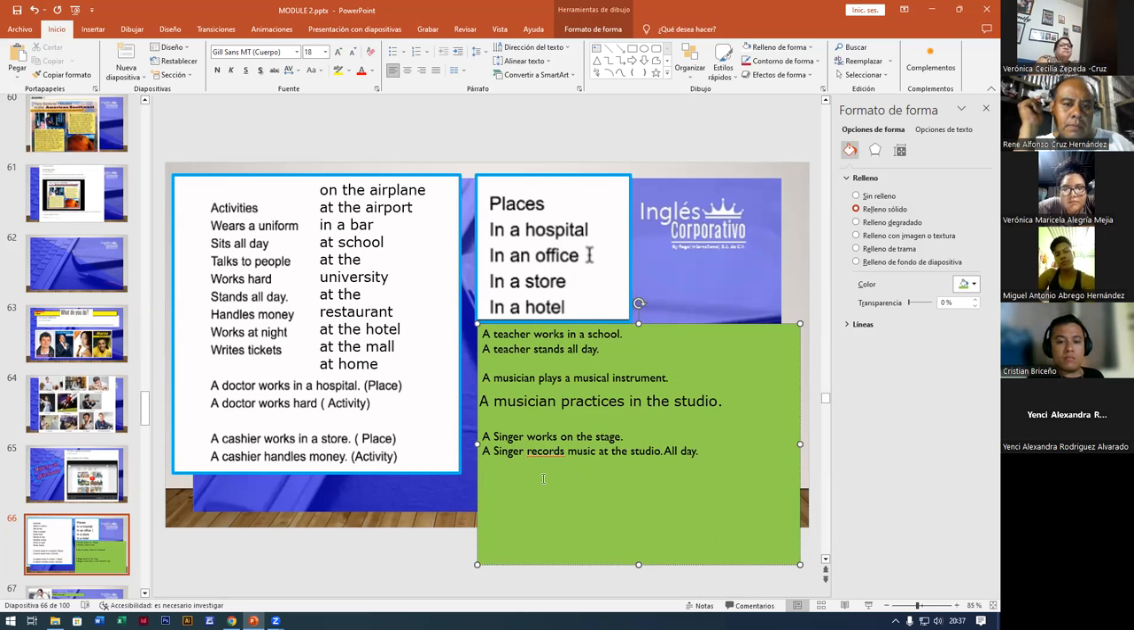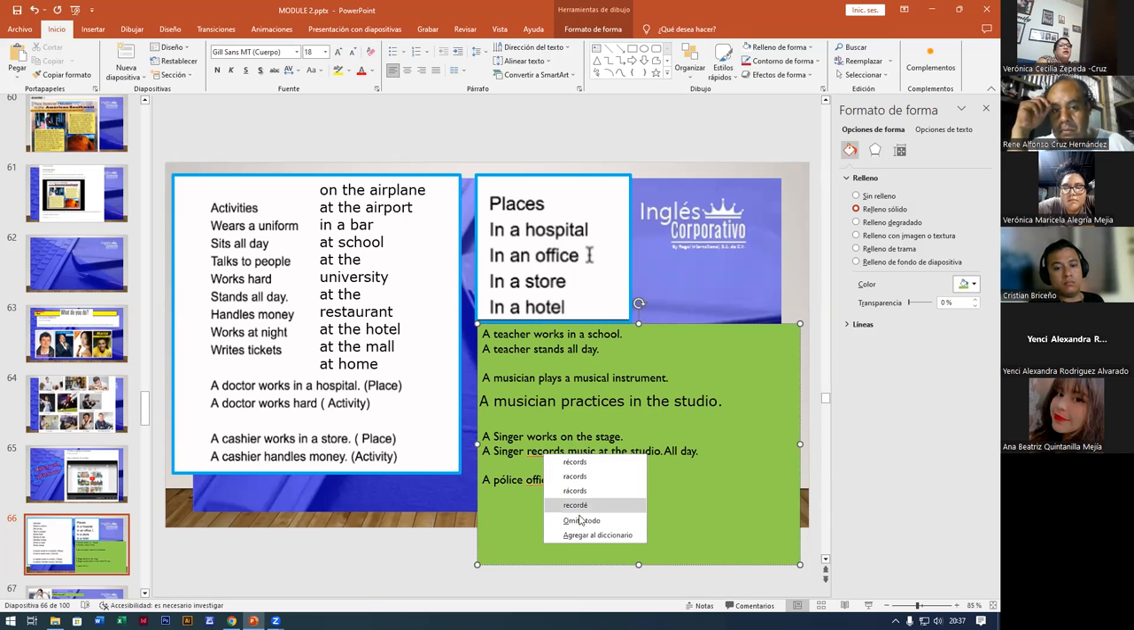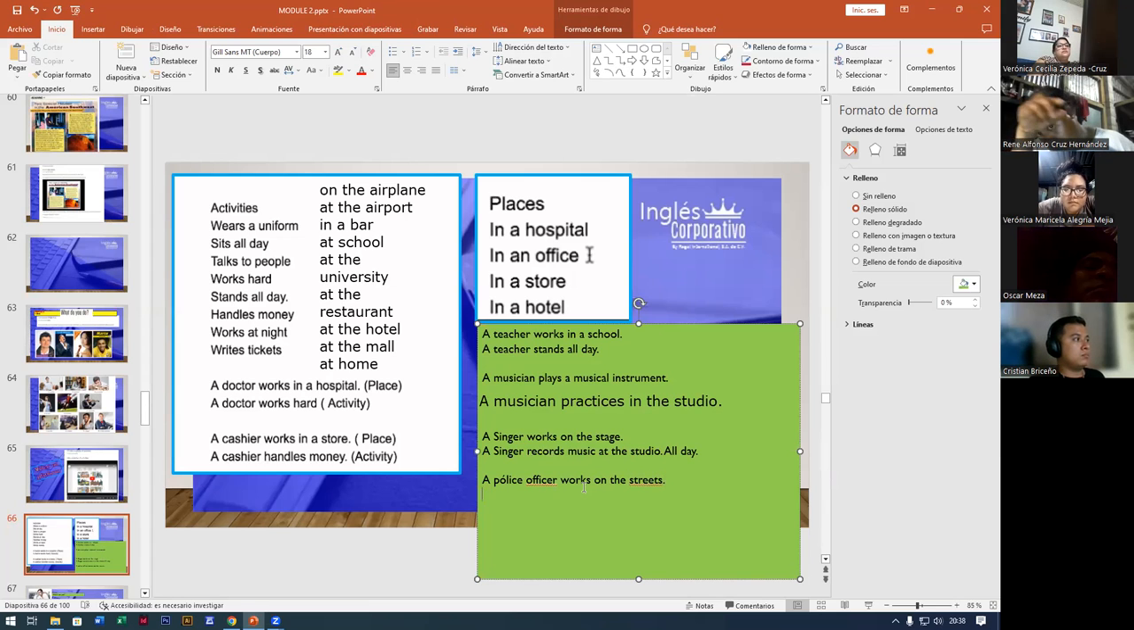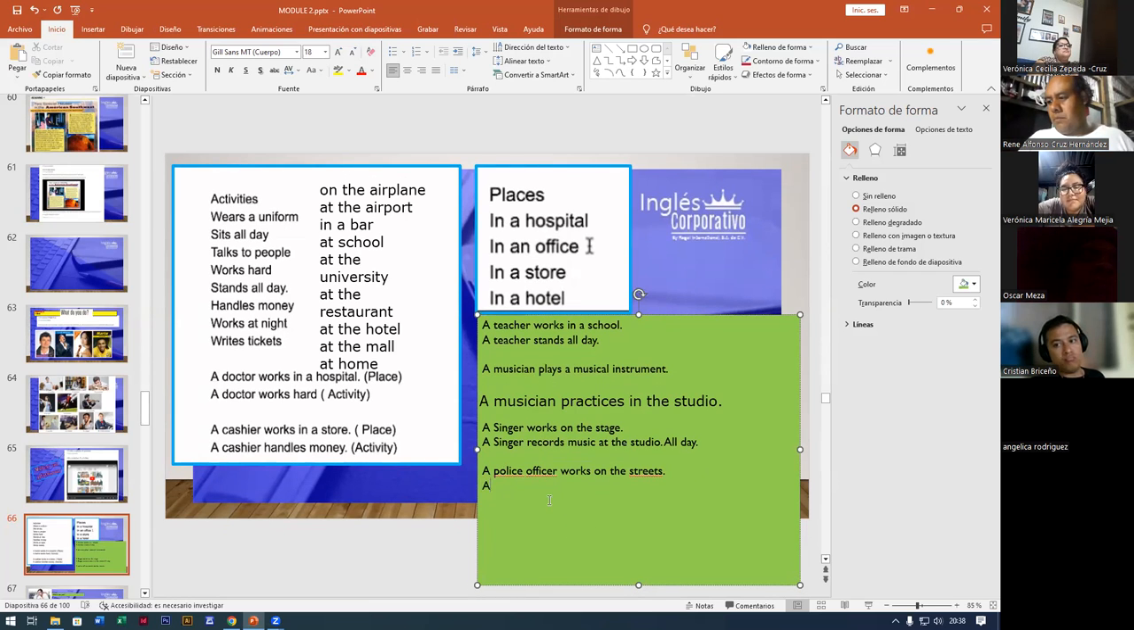That's nice. What about a police officer? What can you tell me about a police officer? In the street. Works on the street? Okay. Gives tickets, right? A police officer gives tickets. Las multas, then they get the tickets. Especially if you pass the red light. So they are watching that, right? Gives tickets, writes tickets also, it can be. A police officer. Also, it can be that works hard, right? Trabaja duro, works hard. Works on the street, works hard.